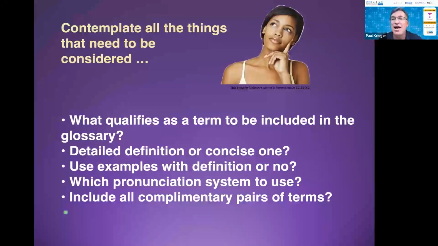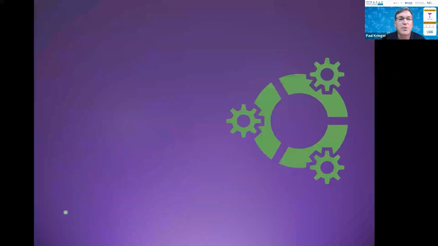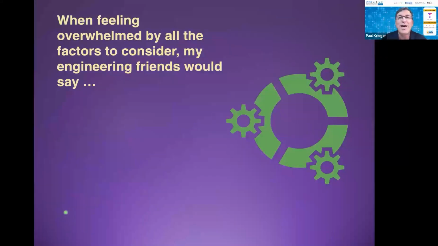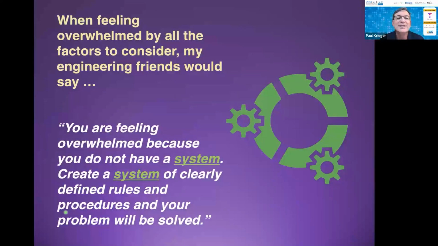So I could go on and on with a bulleted list, and you guys could all add many, many more as to what criterion you're going to use and what things you need to consider. So this is just giving more evidence that it's a complex issue to deal with, as we all know. So when feeling overwhelmed by all these factors to consider, my engineering friends would say, you're feeling overwhelmed because you don't have a system. Create a system of clearly defined rules and procedures, and your problem will be solved.